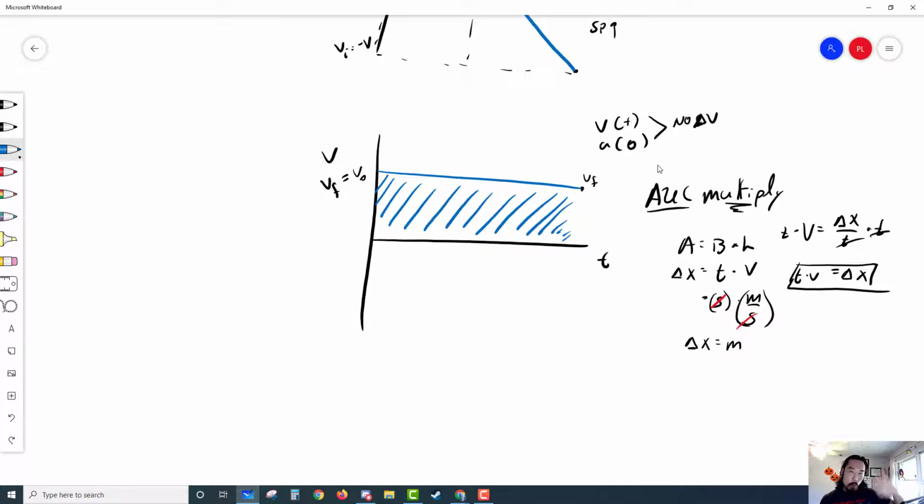So when you're reading the question, if the question is asking about displacement, boom, ignore the slope, go straight into area under the curve. Okay, view that question through the lens of area under the curve.